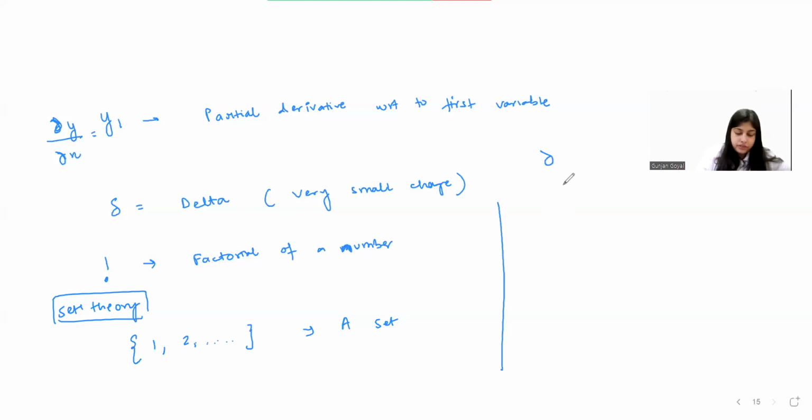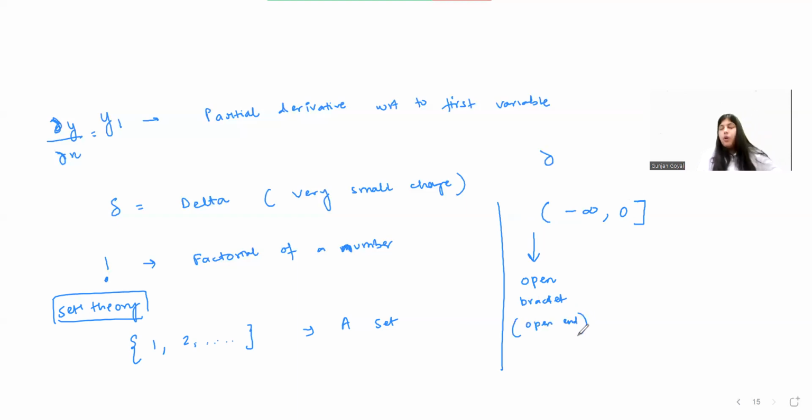Then we have open and closed brackets. If I write minus infinity with the open bracket and zero with the closed bracket, just note this down. This means open bracket, or open end. This means closed bracket, or closed end.